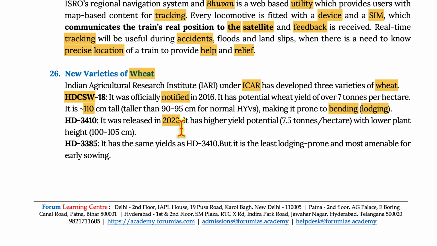HD3410, released in 2022, has higher yield potential, about 7.5 tons per hectare, with lower plant height, that is 100 to 105 centimeters. HD3385 has the same yield as HD3410, but it is the least lodging prone and most amenable for early sowing.